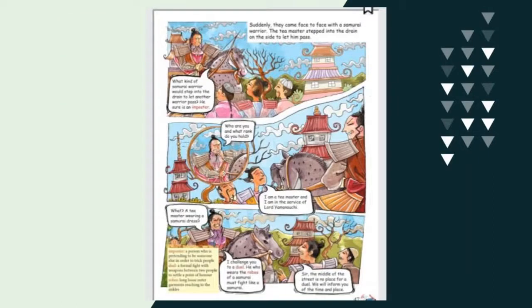Suddenly they came face to face with a samurai warrior. The tea master stepped into the drain on the side to let him pass. Students, already we know that the tea master and his friends are taking a stroll. Stroll means leisure walk. So suddenly what happened? A samurai came in front of them. So that's why the tea master stepped into the drain and decided to let him pass.